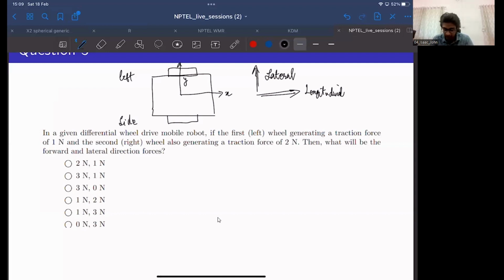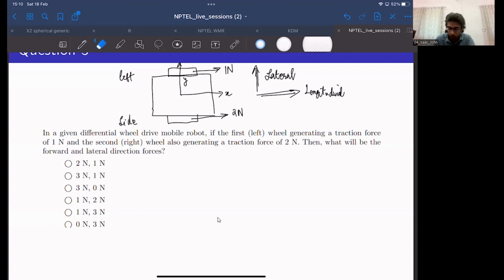Again, it says the first wheel, or the left wheel, is generating a traction force of 1 newton, and your right wheel is generating a traction force of 2 newtons. Then what will be the forward and lateral direction forces? Basically, you are given the force vectors along the wheel. You are required to find the mapping between the wheel forces, or the traction forces, to the body fixed reference frame.